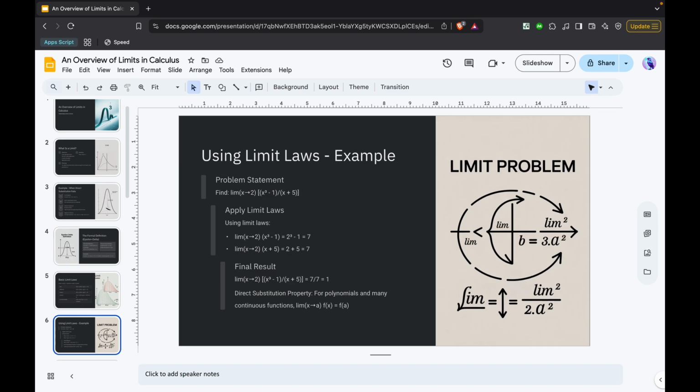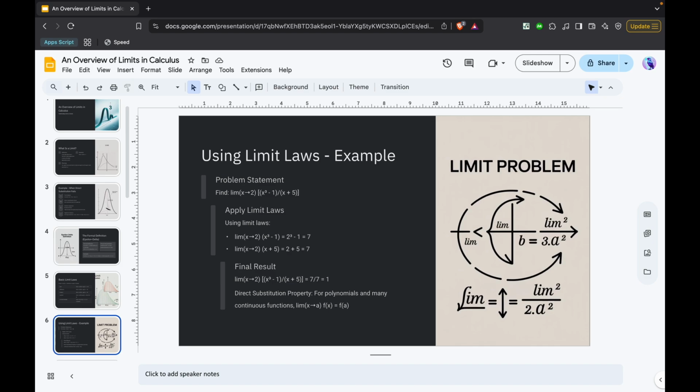So, if we have the limit as x approaches 2 of x cubed minus 1 over x plus 5, and we use the quotient law, that means it'll be L over m. So the limit as x approaches 2 of x cubed minus 1 is 7, and the same thing goes for x plus 5. So the final result is 7 over 7, which is equal to 1.